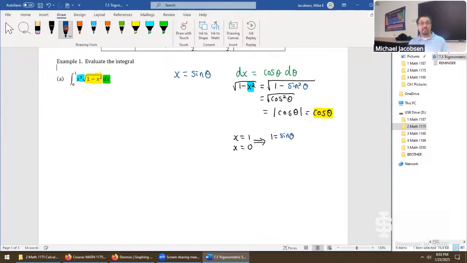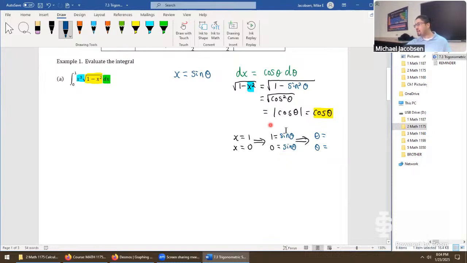That's a trigonometric equation we have to solve out of nowhere. And the next one is 0 equals sine theta, our second trigonometric equation to solve. Once we solve those two, we'll have a value for theta on the upper limit and a value for theta on the lower limit. Anyone happen to know the solutions to either one of these?